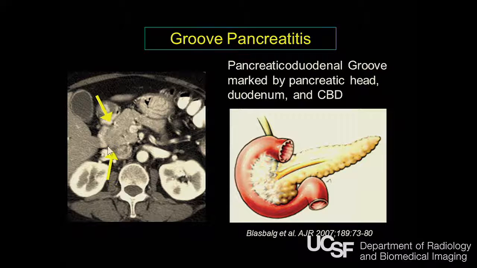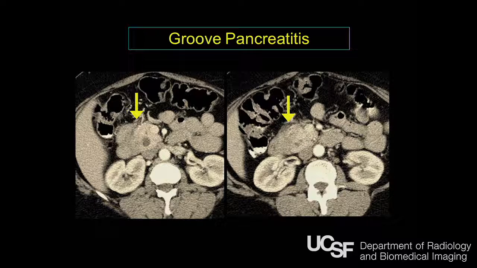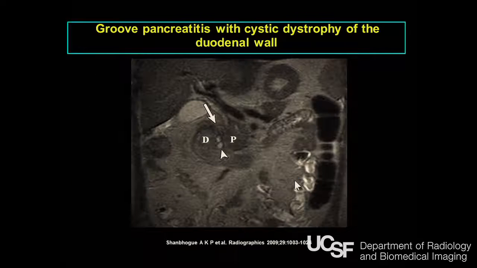Now, this is the pancreaticoduodenal groove. Again, notice that it's very ill-defined. It's demarcated by the pancreatic head medially, the second duodenum laterally, and then by the common bile duct as it sweeps posteriorly. Here's another case of groove pancreatitis, and it's just this really sort of vague, hazy, ill-defined soft tissue sitting in that correct area.